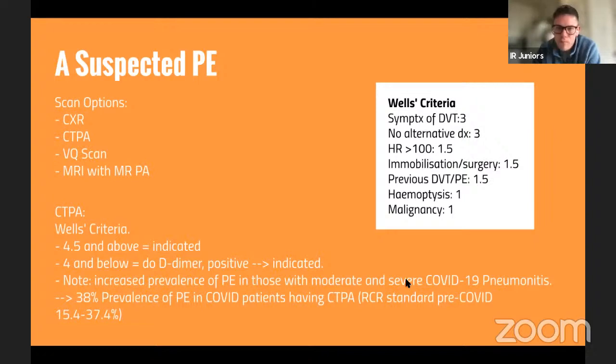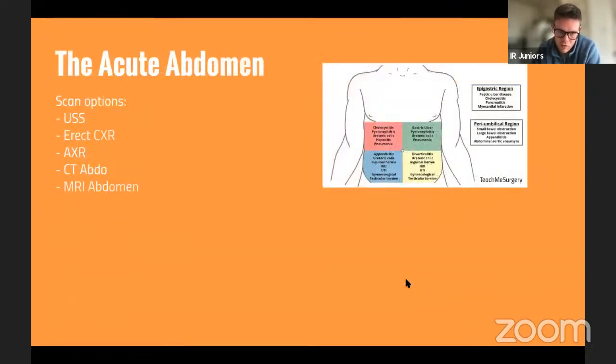The acute abdomen, one of the cases that we've chatted about already, had a little bit of discussion around this. Your scan options obviously are ultrasound and erect chest x-ray, which can be quite important. The patient would want to be sitting up for at least 10, if not 15 minutes in order to allow any intraperitoneal air to rise underneath the diaphragm. The plain abdominal film is still potentially useful, most likely in cases where obstruction is suspected, but wider use of the abdominal film, I think Matt will agree, has petered off, mainly because cross-sectional imaging and ultrasound have become that much better.